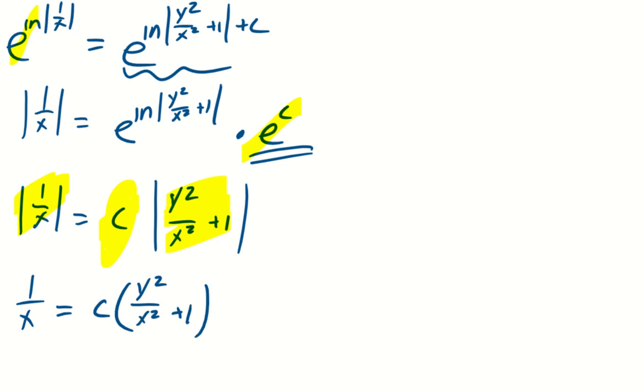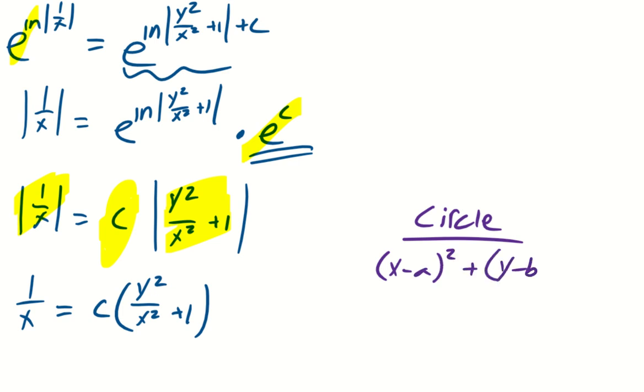But remember, I said the solution set is a family of circles. It doesn't look like a circle right now. So we're going to have to do some algebraic manipulations. Now remember that a circle on the Cartesian coordinate plane, thinking about the general form of it, would be something like the quantity x minus a squared plus the quantity y minus b squared is equal to r squared.